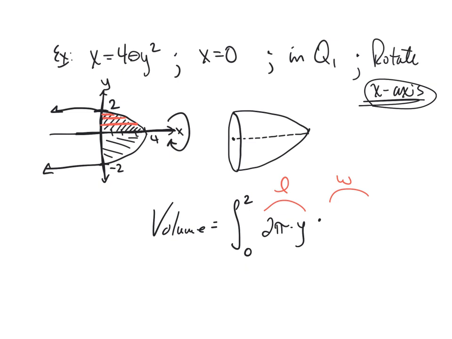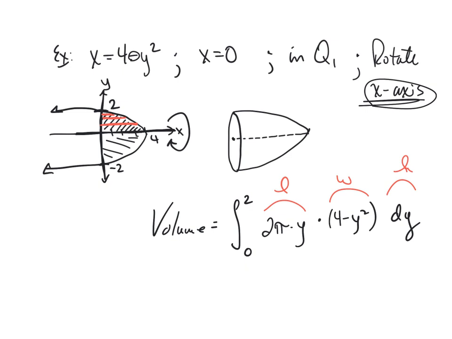Now please notice the widths are going to be horizontal. And do we have something that reads as horizontal? Sure, right here, because it says x equals. X equals is horizontal. And luckily for us, that's in terms of y. So the width is going to be 4 minus y squared. And then finally, the height of every one of the layers, when we're rotating around the x-axis, is going to be the differential dy. That would be the complete setup for the volume.